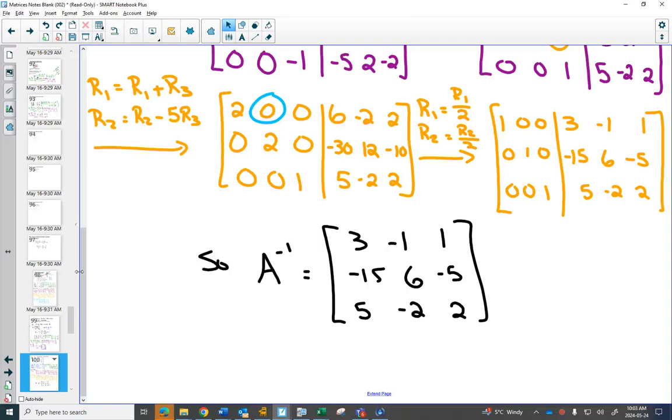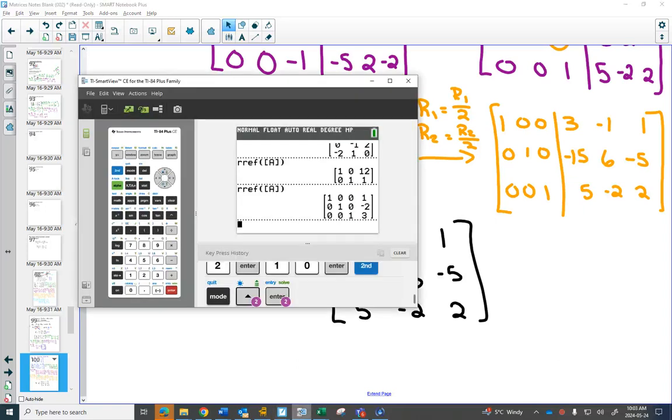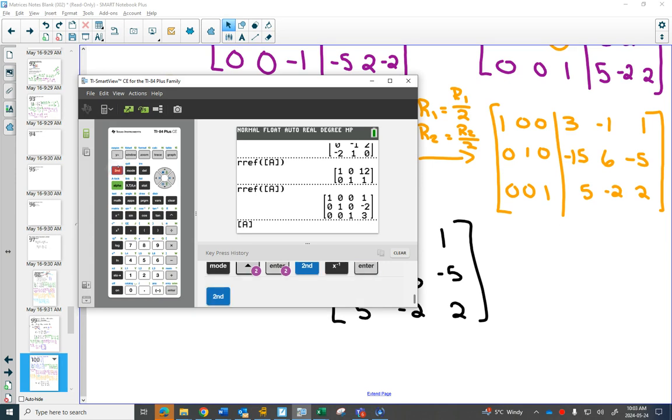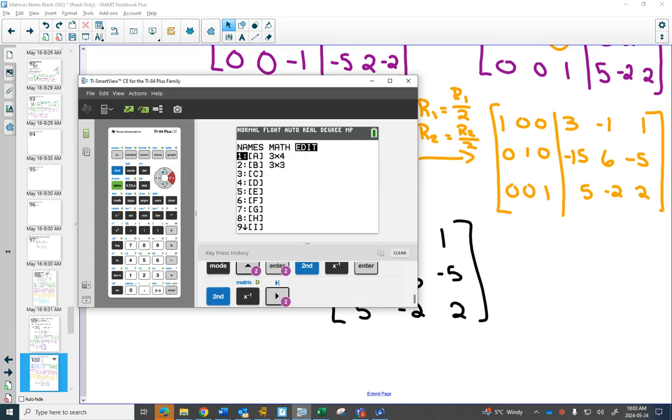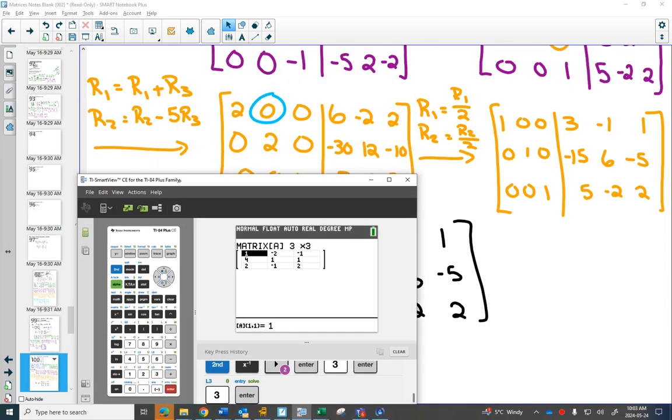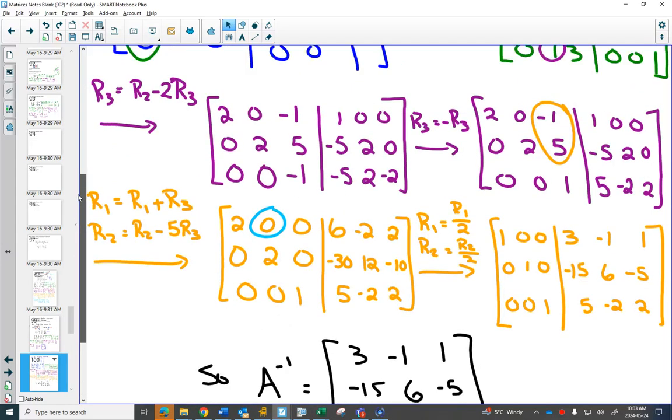And now my life fills with anxiety because I'm going to check. And if you've made a mistake, usually the best option is to start over again. So we're really hopeful and scared at the same time. I'm going to go to matrix. I'm going to go to matrix A and edit. Negative 3 by 3. I'm going to scroll back up to see my original matrix.